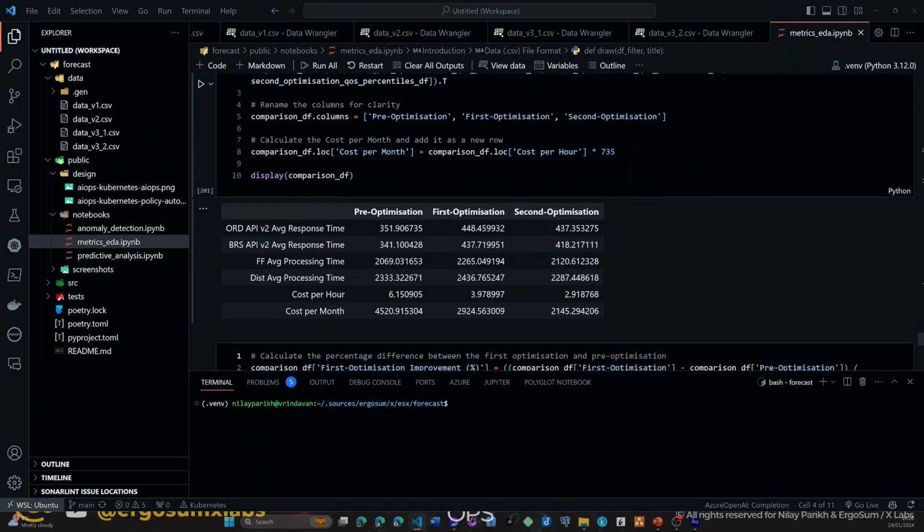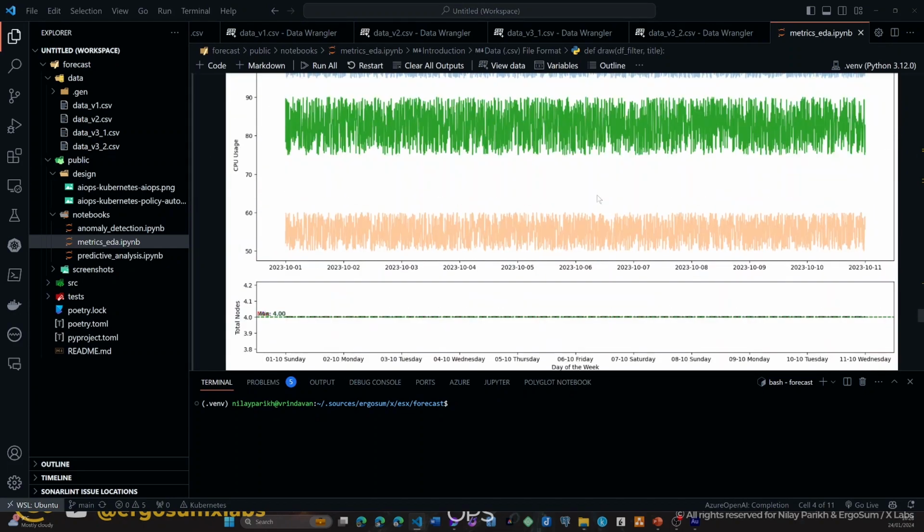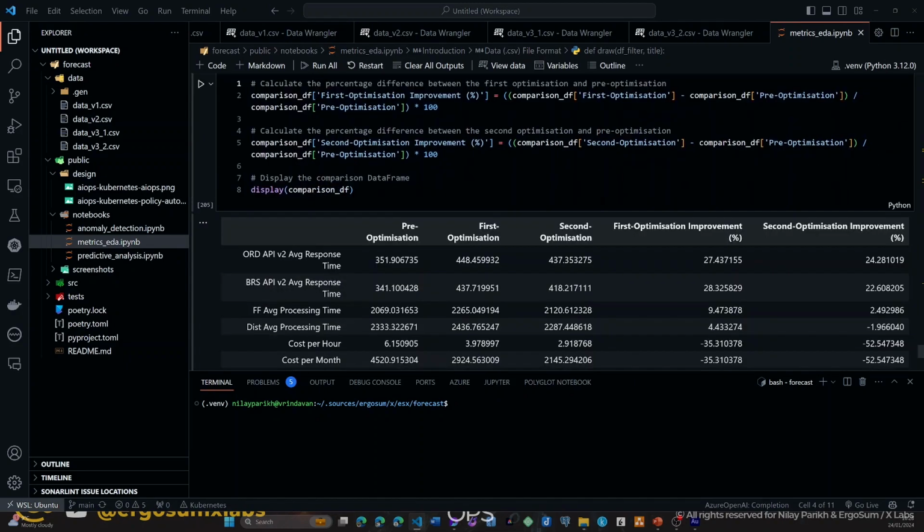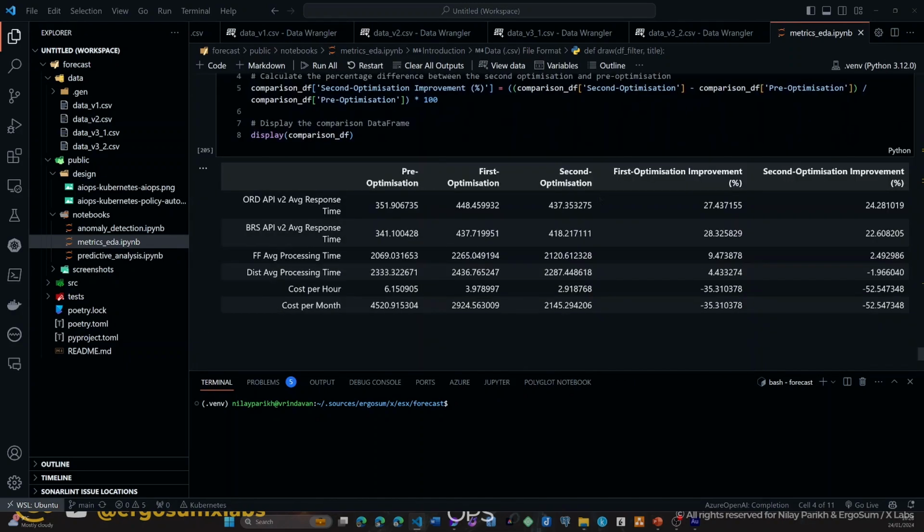Look at this table comparing the pre-optimization and post-optimization phases. It clearly shows the improvement in average response time, or processing time, across the different applications. Cost per hour and cost per month overall metrics notably decreased, showcasing the financial benefit of optimizations. This is not, I would say, just numbers. It tells us the story and the power of AIOps, especially with complex setups such as Kubernetes.